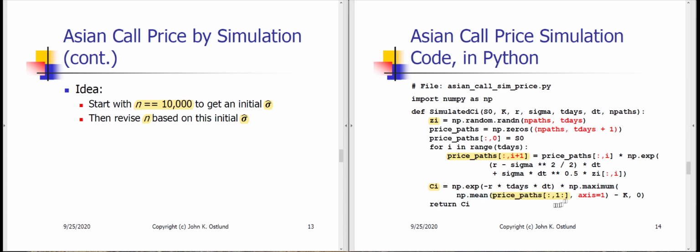Because price paths here is a two-dimensional ndarray, and we're trying to compute the mean of one of those dimensions, we have to actually tell the NumPy mean function that we want to compute these means over rows, not over columns. Otherwise, we would end up getting the mean for all of the paths over individual days. What we want is the mean over all of the days for individual paths. So we will get back an ndarray containing the n discounted payoffs from those n paths. In this case, this is actually an argument called n paths.